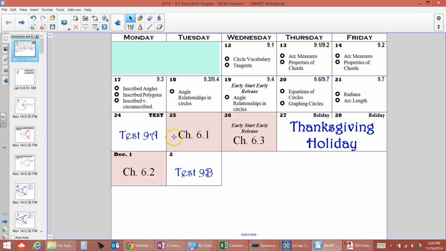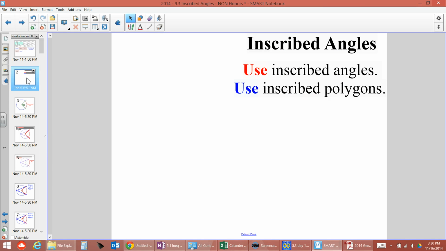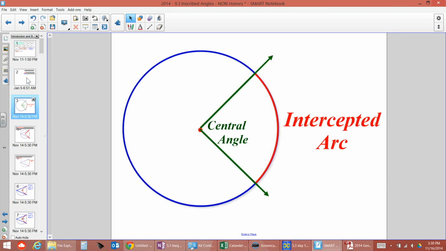Okay, so this is 9.3, inscribed angles. Calendar's a little bit off. We've already covered a little bit of 9.3, but we're going to spend some time finishing 9.3 on Monday, and then we'll start 9.4 on Tuesday. That's the important part. Okay, inscribed angles.